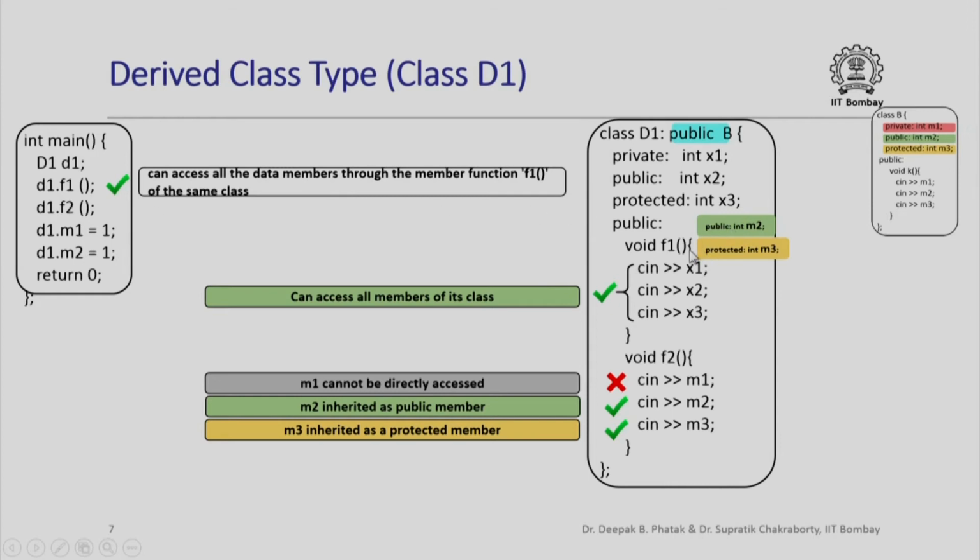So F1 being a public member function of the class D1 and small d1 being an object of class capital D1, it is perfectly fine to invoke the member function F1 in the context of the object D1. And as we have seen here, the member function F1 can indeed access all the members x1, x2, x3 of the class D1. What about D1.F2?